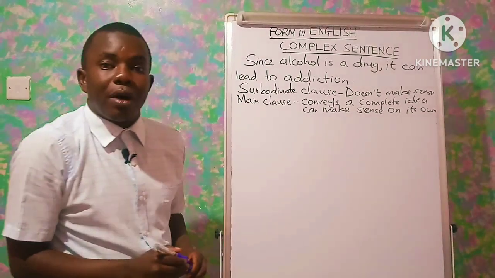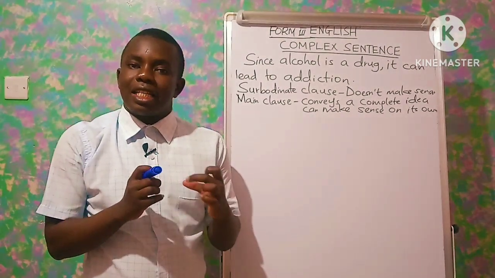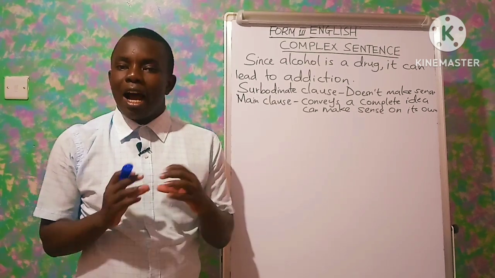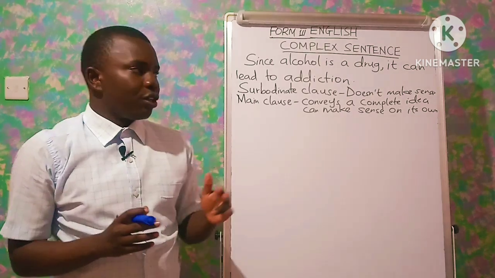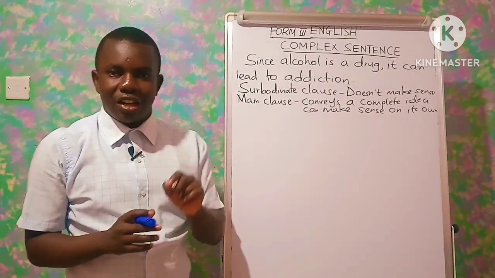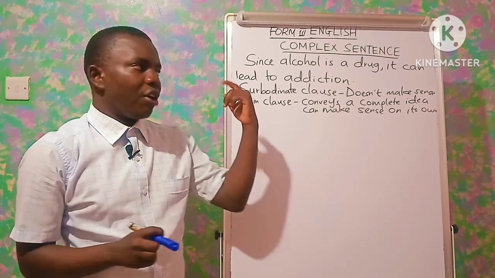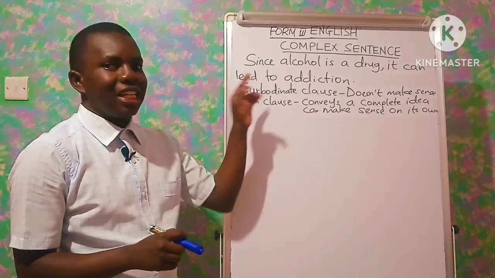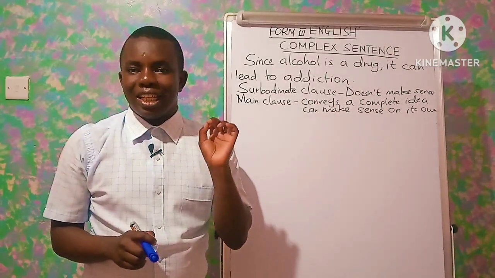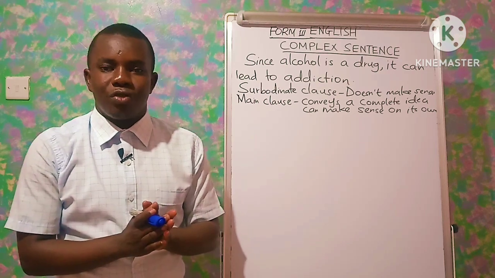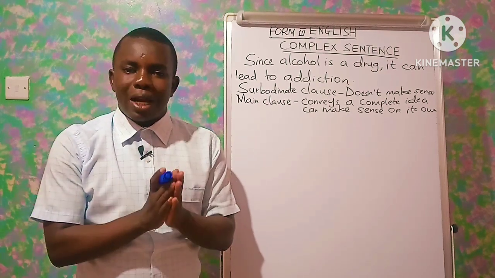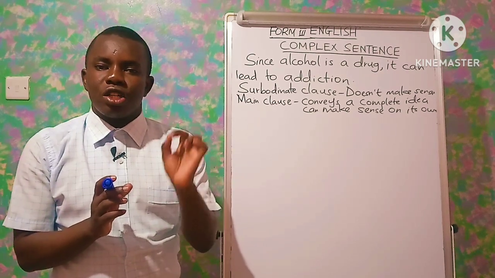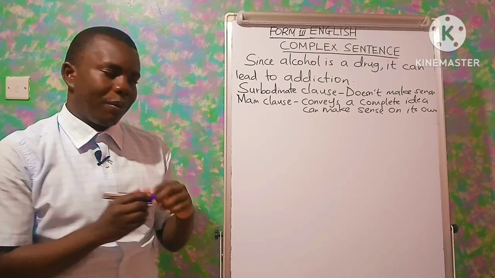Let us also remember that a clause is a group of words that contains a subject and a finite verb. So the first part of the sentence here is a subordinate or dependent clause, while the second part is a main clause or independent clause. So a complex sentence is always formed by adding a subordinate clause to the main or independent clause.